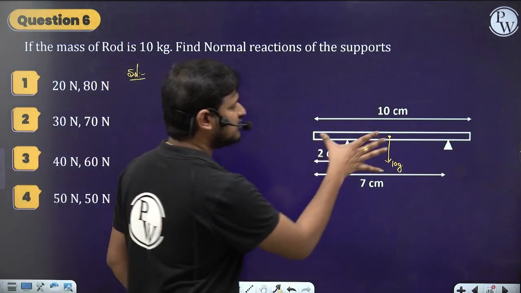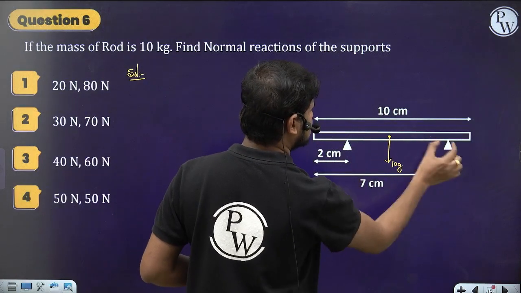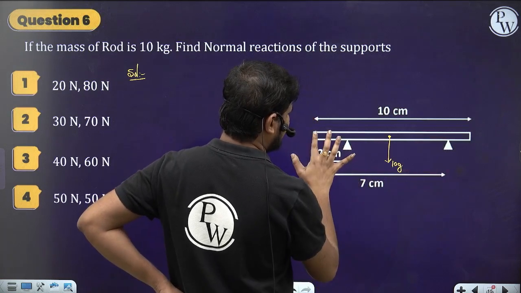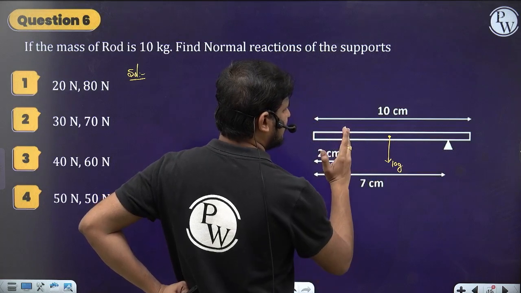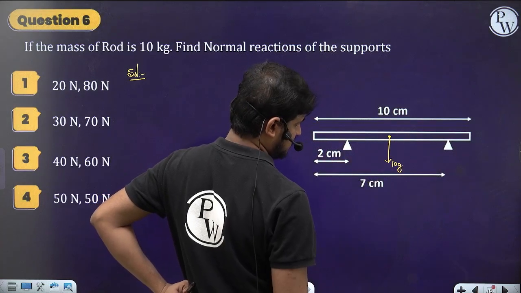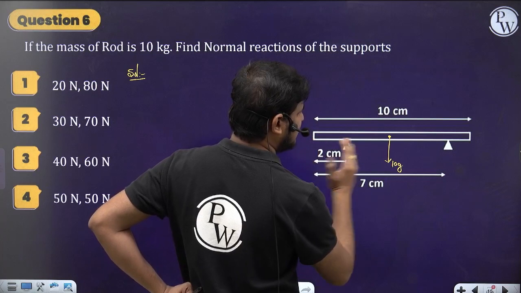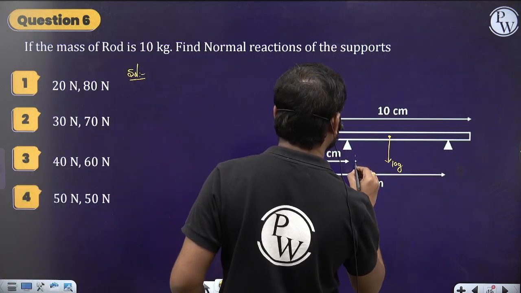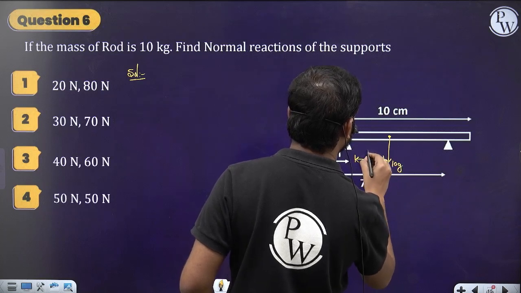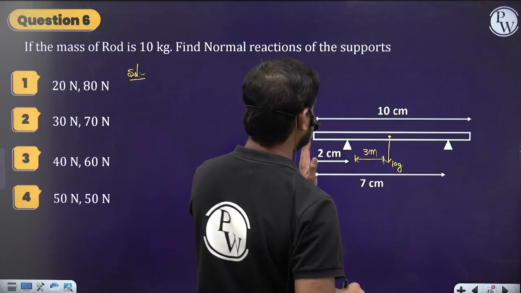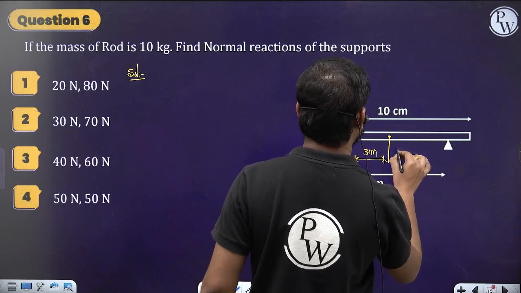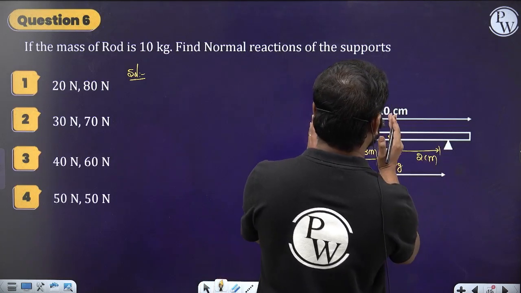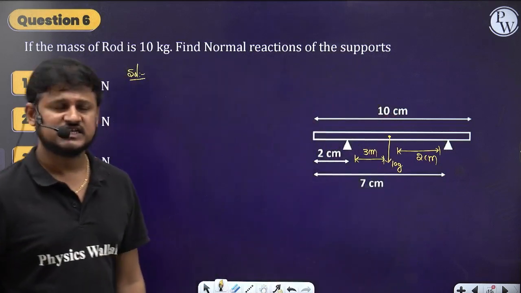Right. So this rod is supported by two supports, here is one support and here is one support. From one end it is at a distance 2 centimeters, and from the other end it is at a distance 7 centimeters. So this distance will be 3 centimeters, and 2 plus 3 is 5. So this distance will obviously be 2 centimeters again, because it is exactly the center. Yes or no?